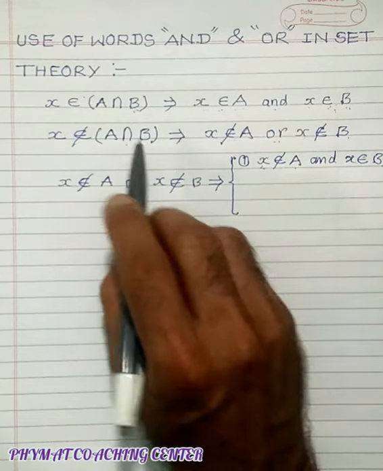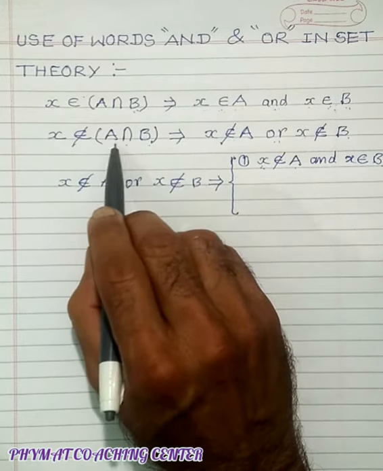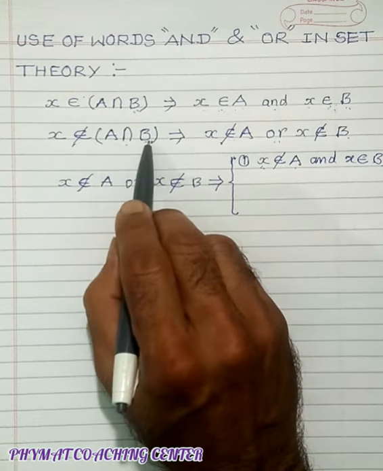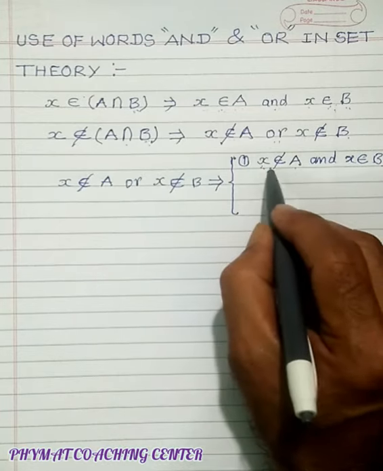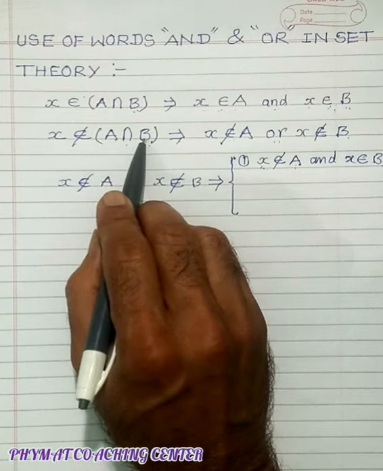Then from the definition of A intersection B, it is clear that x cannot be a member of A intersection B, because A intersection B is the set of all those elements which are common in A and B. And here x is not a member of A, therefore it cannot be a member of A intersection B.